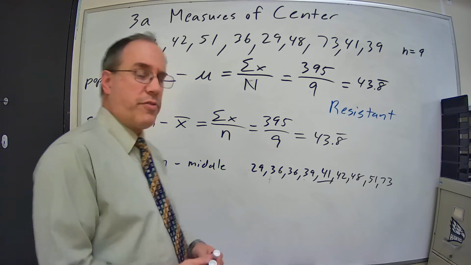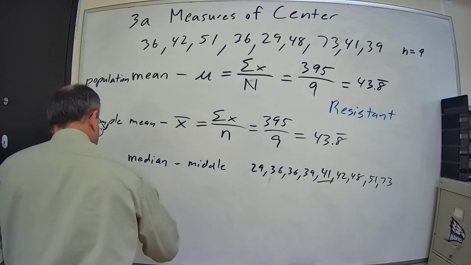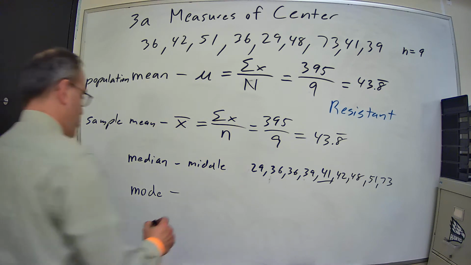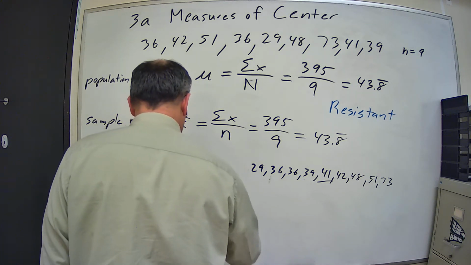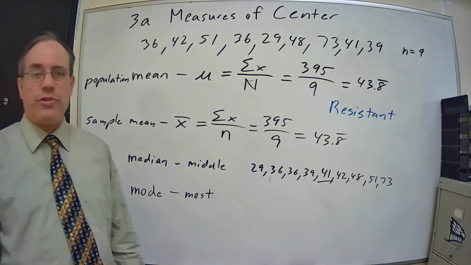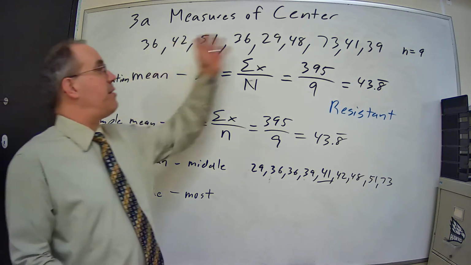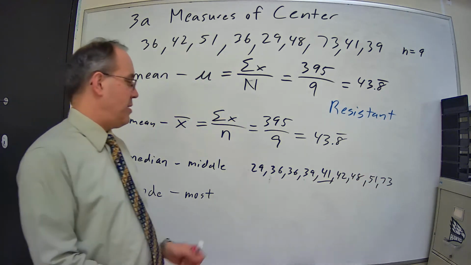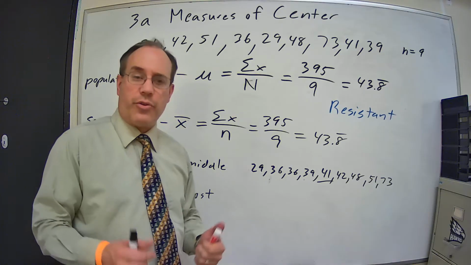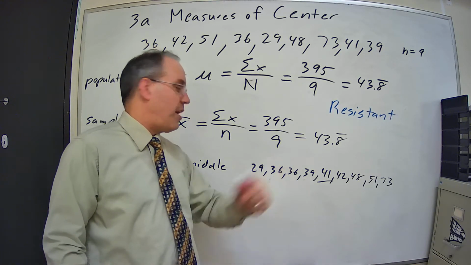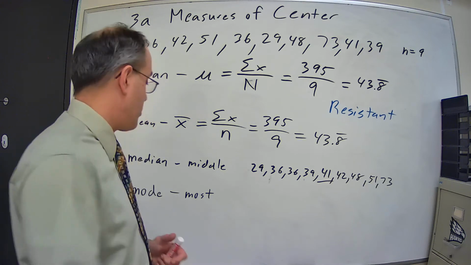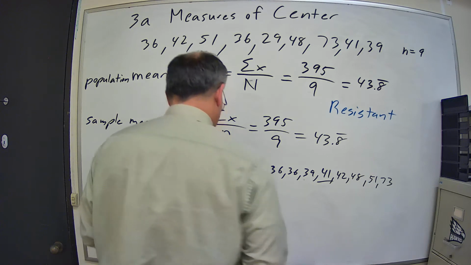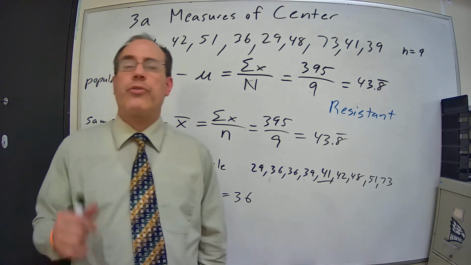Our third measure of center is mode. Mode can be interpreted as most. It's the value that occurs the most. If you look at your data values, and it's really easy once we've got them put in order, we see that 36 occurs more than any other value. Every other value occurs once, 36 occurs twice. So our mode would be 36. It's the data value that occurs the most.